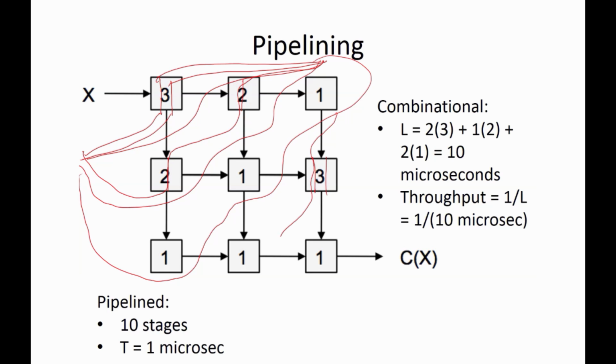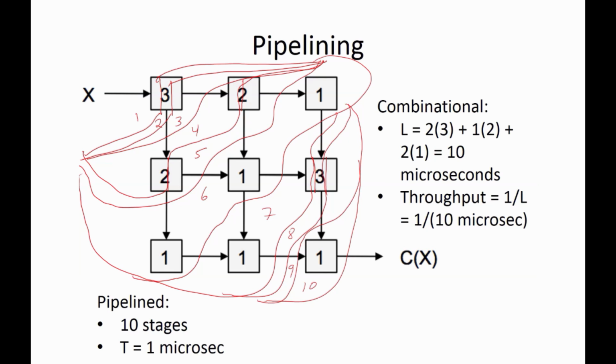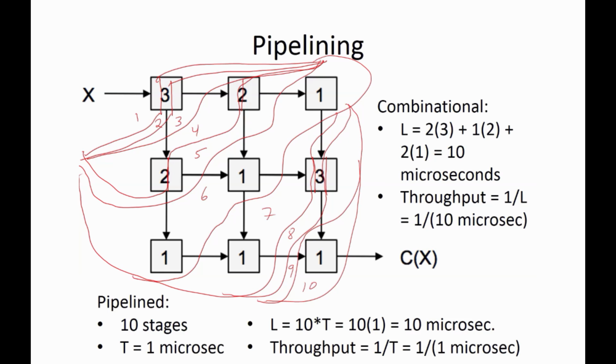With these new components that can each be clocked with a period of 1 microsecond, our clock period t goes down to 1 microsecond. The number of stages in our pipeline, however, now rises to 10 stages because these new components each have multiple pipeline stages in them. So our new latency is L equals 10 times t, which equals 10 times 1, which equals 10 microseconds. The throughput is 1 over t, which equals 1 over 1 microsecond.